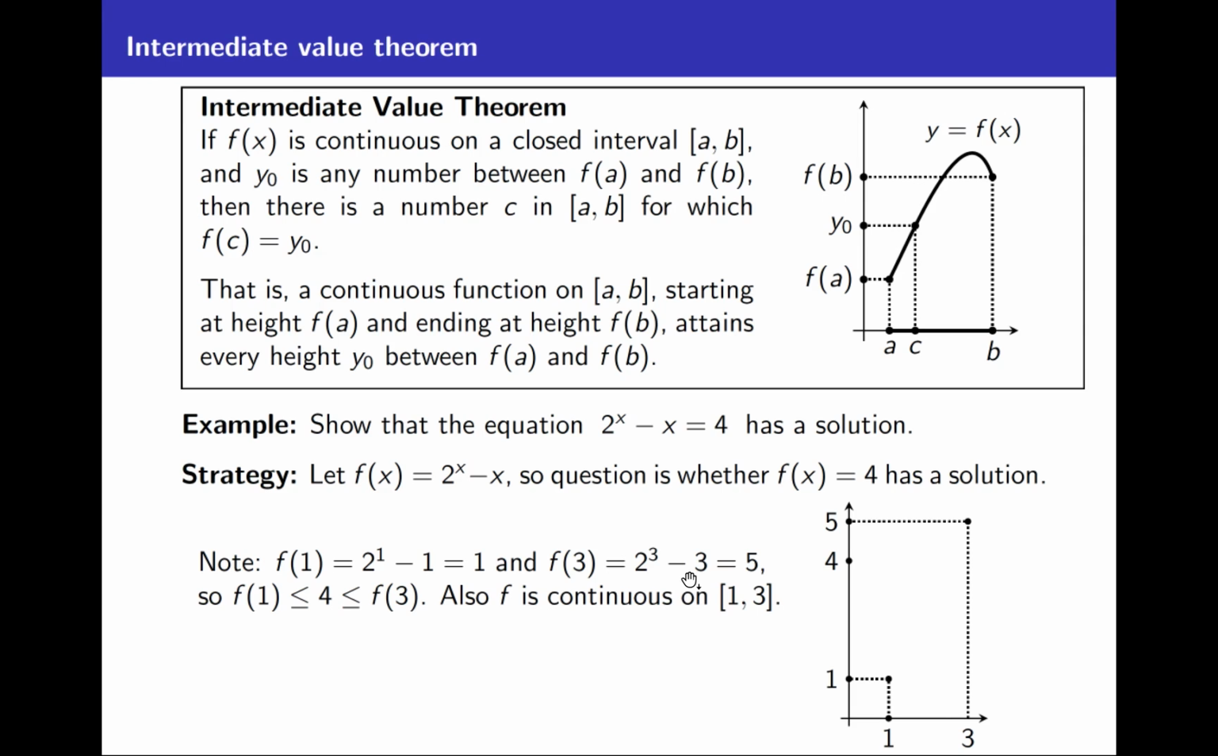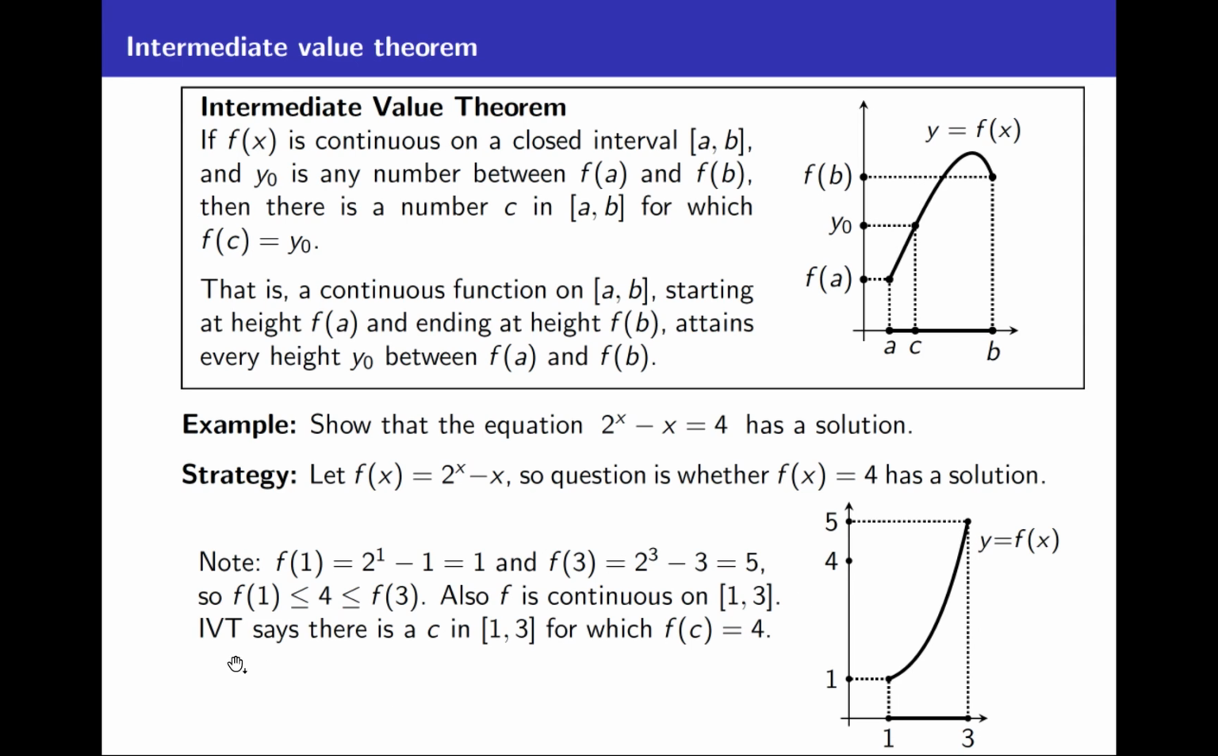Also, f is continuous on the closed interval from 1 to 3 because f is built up as a difference of two continuous functions, 2 to the x and x, that are continuous on this closed interval. And there it is. There's the graph of y equals f of x. It looks something like that.